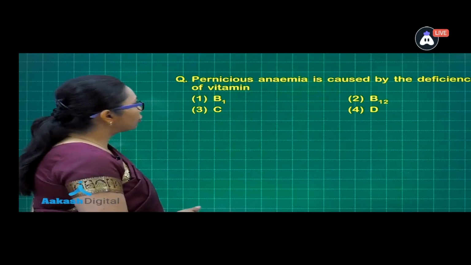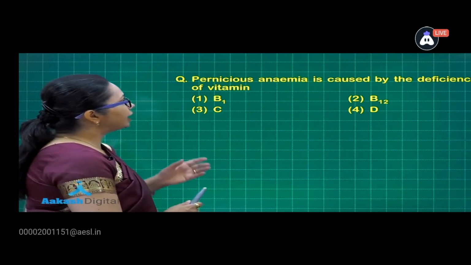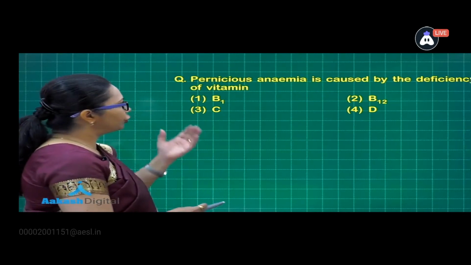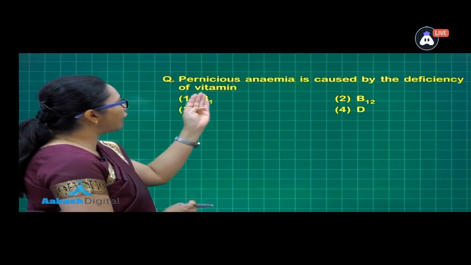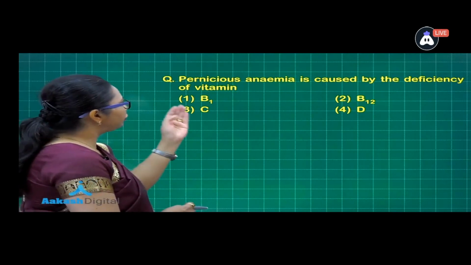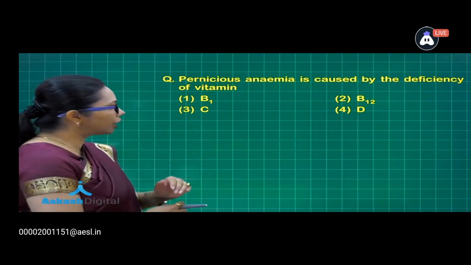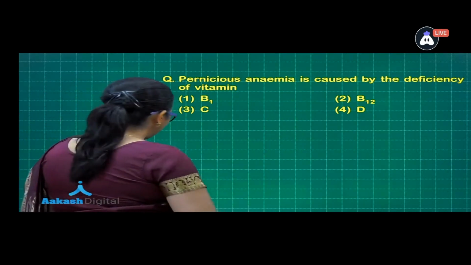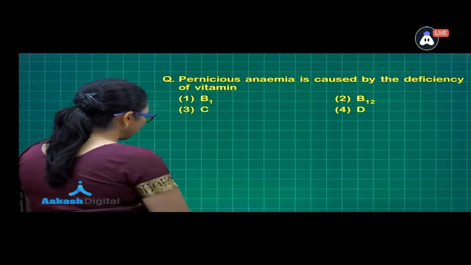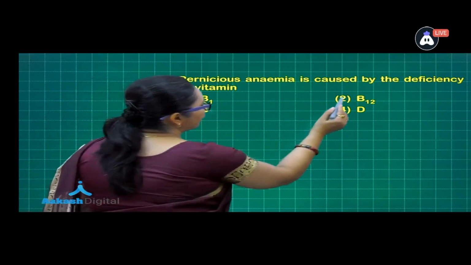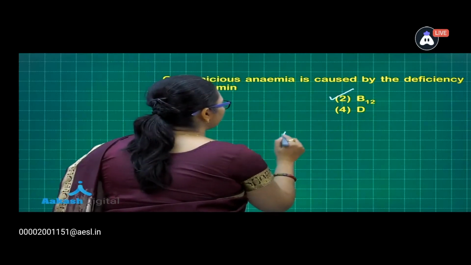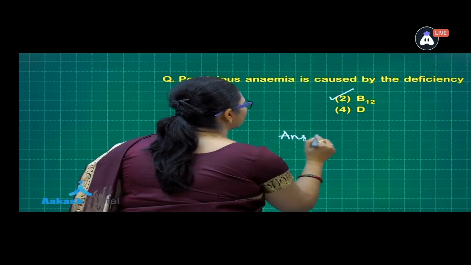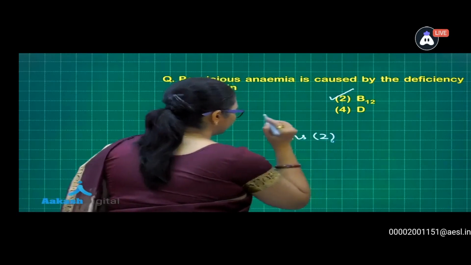And now let us take a question here. Pernicious anemia is caused by the deficiency of. Now just now we have mentioned that deficiency of B1 causes beriberi, deficiency of C causes scurvy, deficiency of D causes rickets and osteomalacia, and it is vitamin B12, the deficiency of which causes pernicious anemia. So here our answer is option 2.